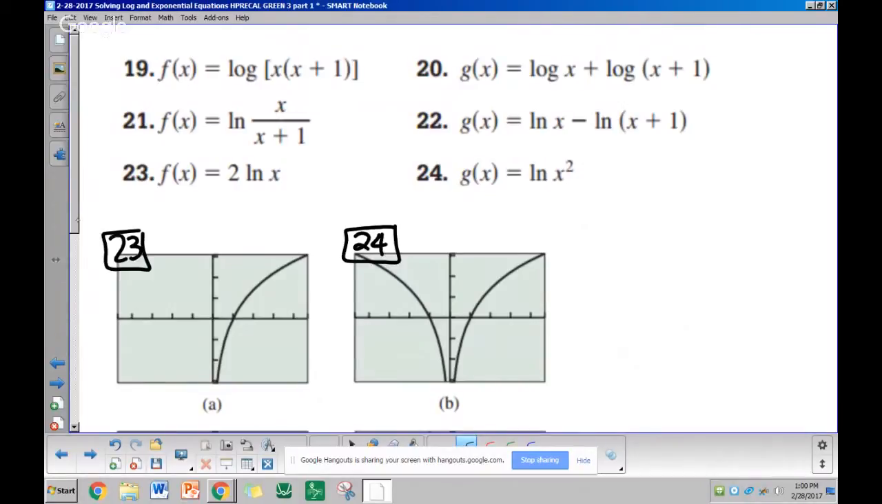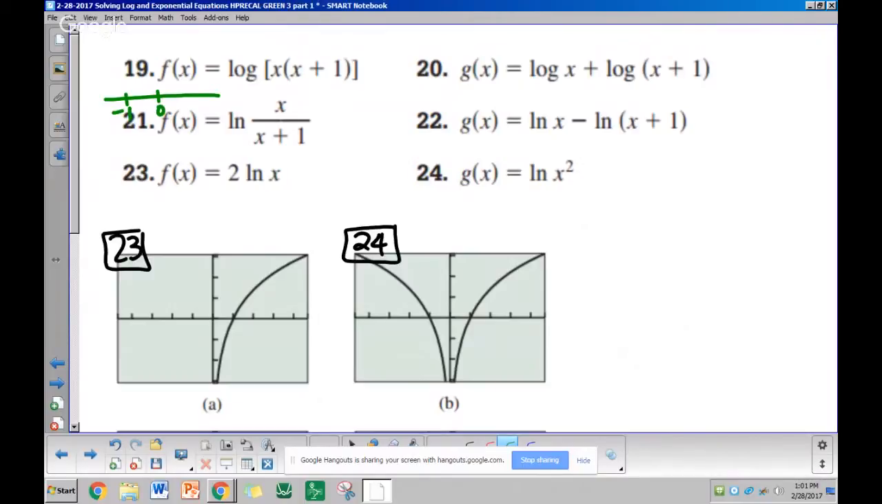Let's do a sign chart for this one, for number 19. When is the argument equal to 0? Negative. 0 and negative 1. And what kind of function is that in the argument?